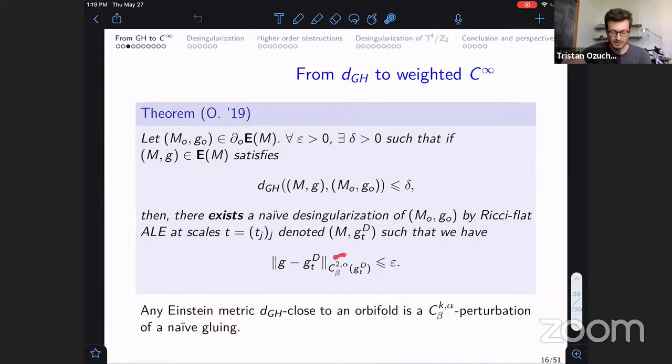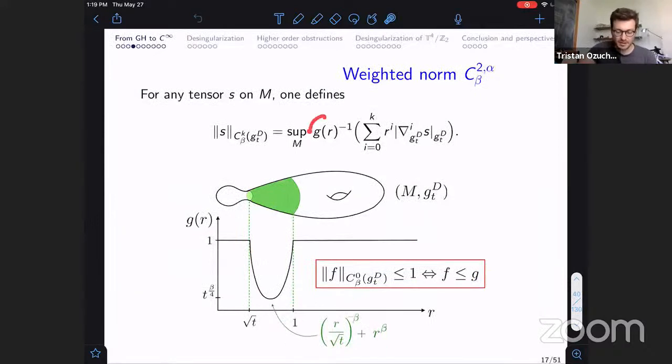Okay, so what is this norm? How do our metrics converge? Well, this norm is a weighted norm. Here you see the weight, so g of r^-1, and being bounded for this norm means being below this function g, at least in a C0 sense. And then there are the natural weights on the cone for the derivatives. So being bounded in this norm just means being bounded on large regions of the ALE space and on a large region of the orbifold space, plus having some decay in the neck region.